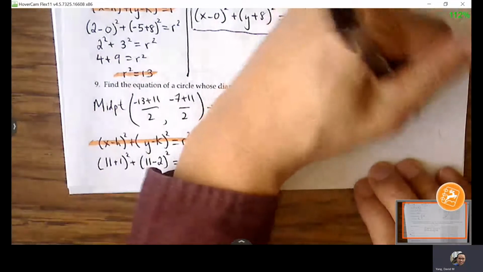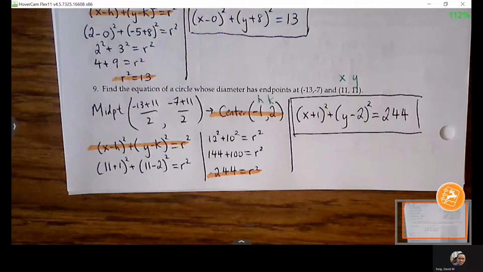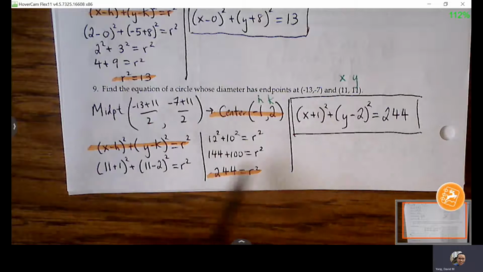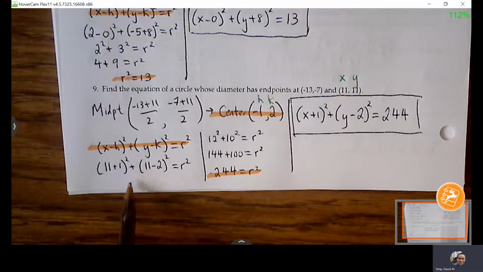All right, double check my work. Would you guys get that as well? Negative 2. And the radius is your equation, like to the left, but it's 11 plus 1, and then 11 minus 2. Oh, just 9. It was 9. Oh, yeah, 9. Thanks.